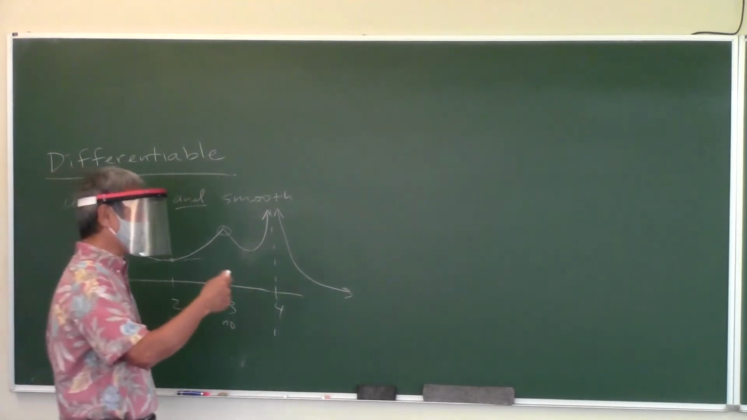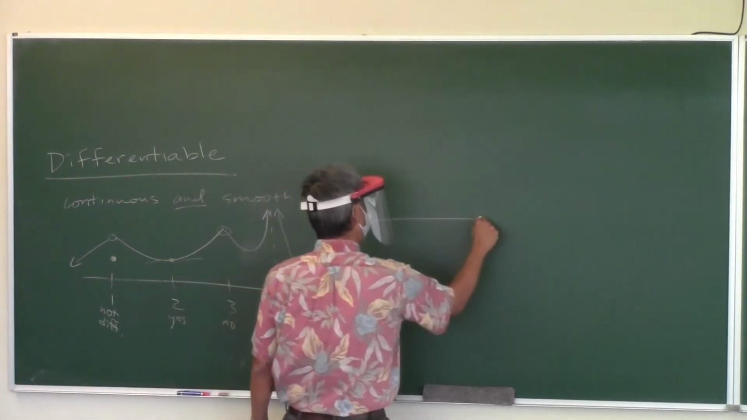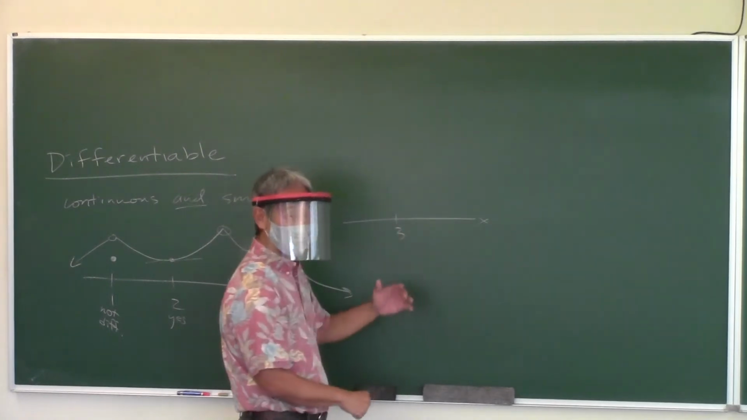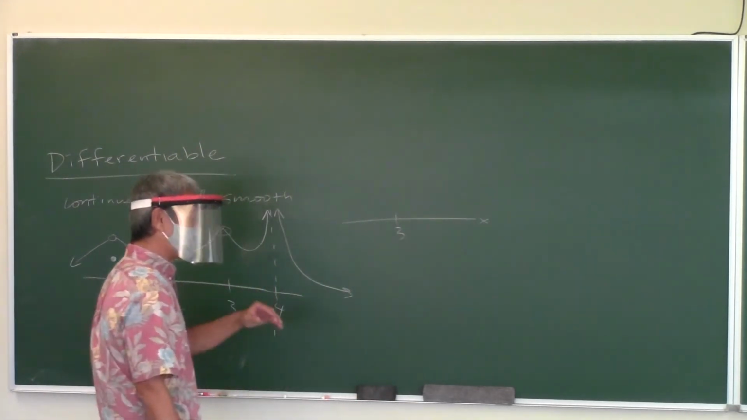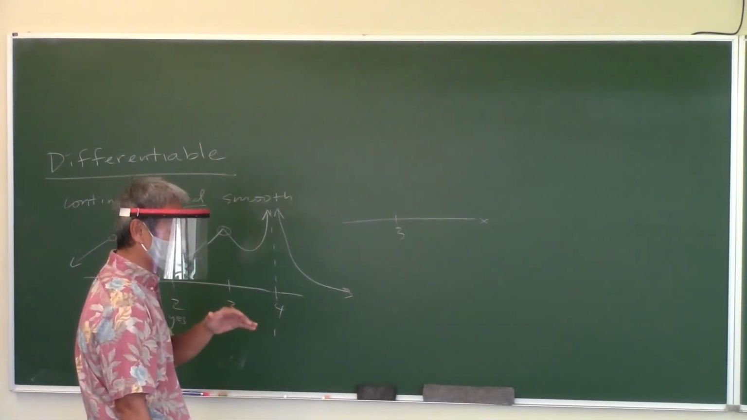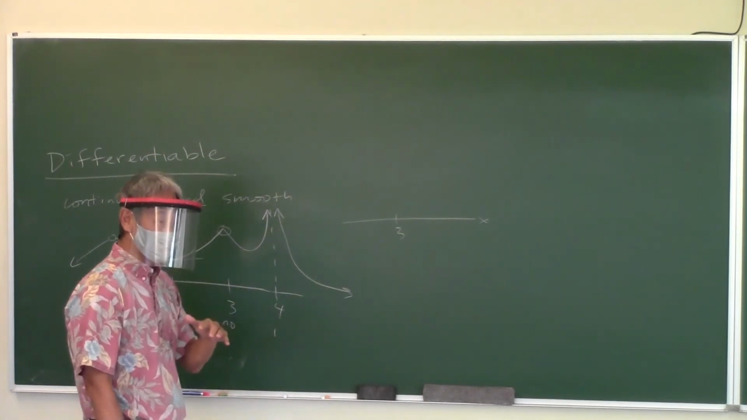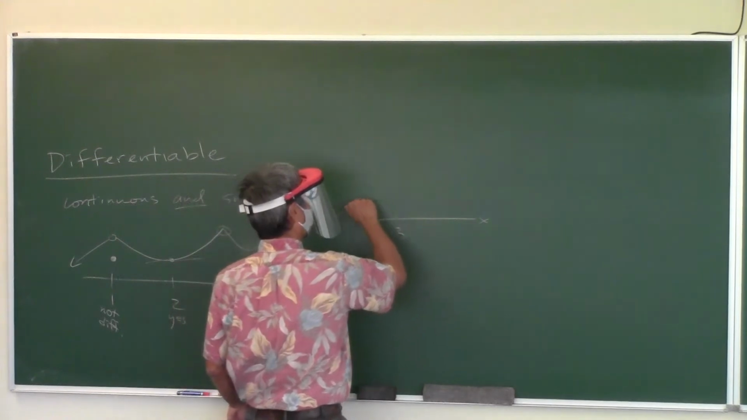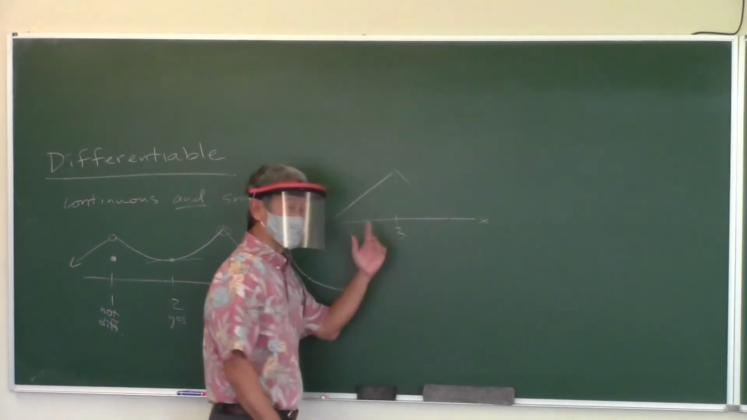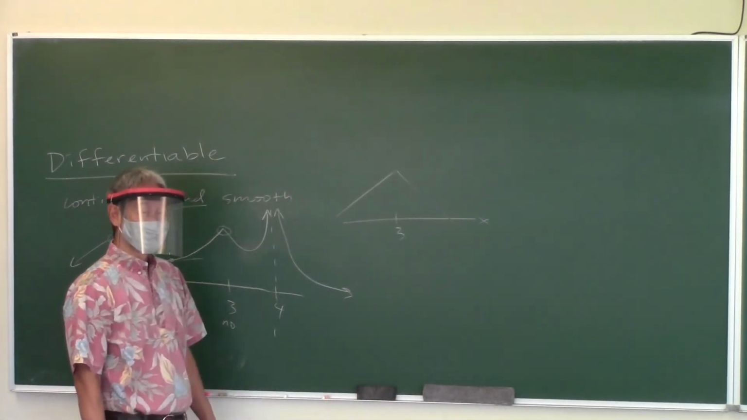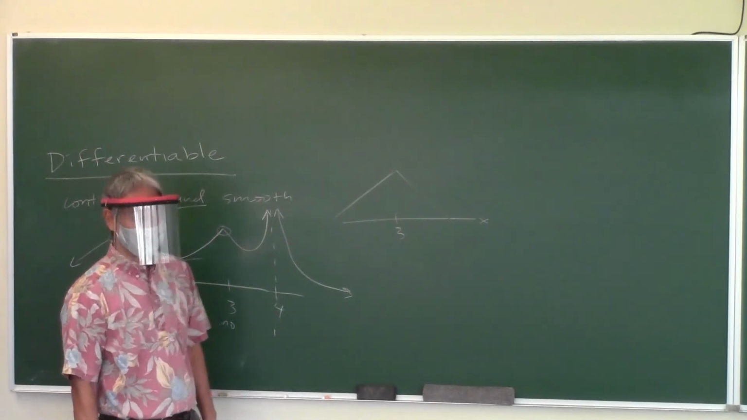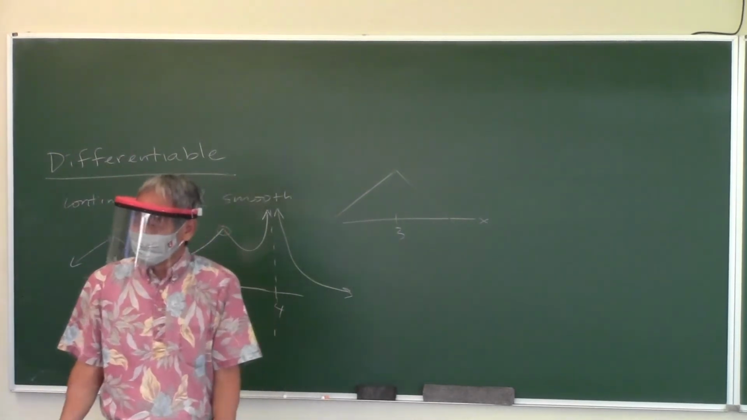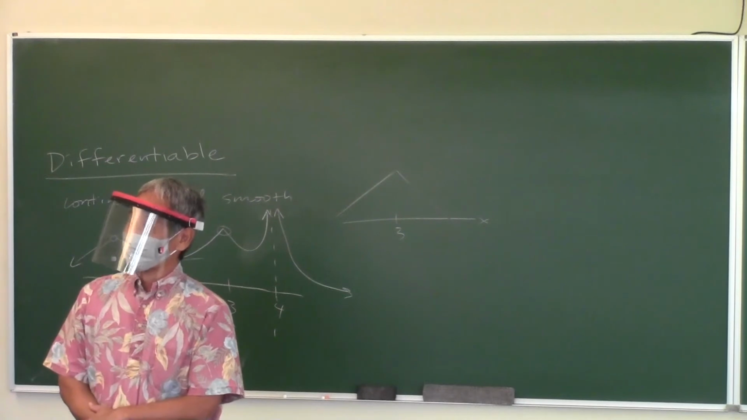I'm going to change that to x equal 3. Okay, this will probably be on the next quiz. Can you sketch a function that is continuous but not differentiable at x equal 3? There's only one way you can do it. There has to be a sharp point there, right? There you go. Okay, number 3.